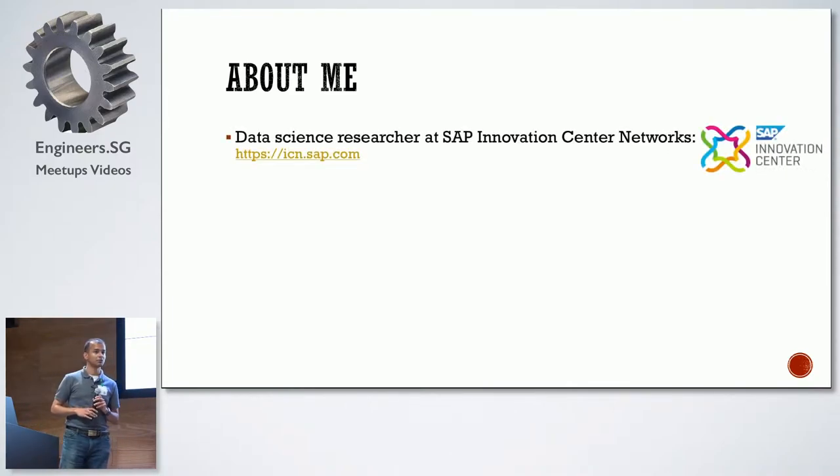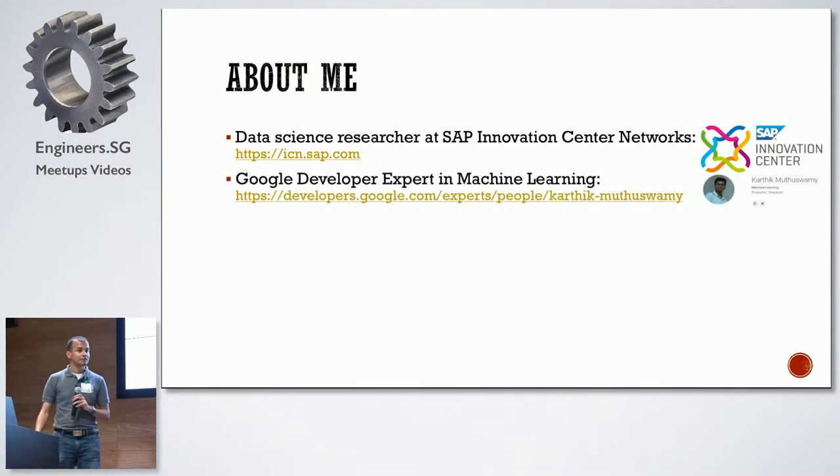I do data science research at SAP Innovation Center, where we work on machine learning for the enterprise. We try to do natural language processing and image analysis at the enterprise level. I also work with the team which does the machine learning, the natural language understanding part of it. I'm also currently a Google developer expert on machine learning, and I have other talks as well, on images, using TensorFlow and doing it on Google Cloud.